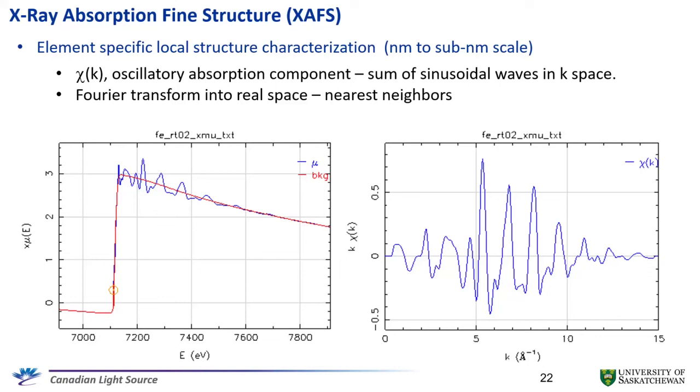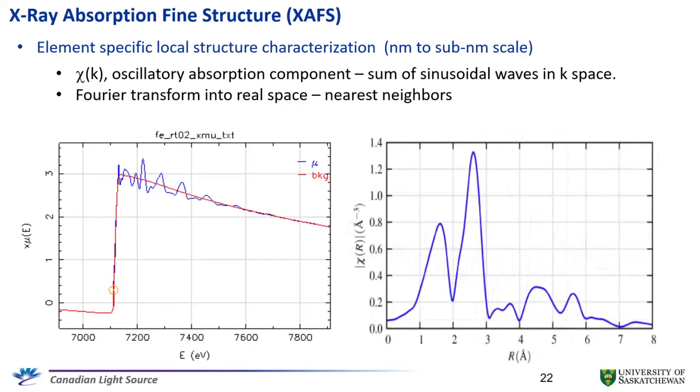If you subtract this continuous, smooth background, you will see this oscillation. This oscillation is from the interference between this element and the neighboring elements. So this oscillation will tell you how many other atoms are around, how far away, and what they are. When you take a Fourier transformation of this spectrum, you will get this.